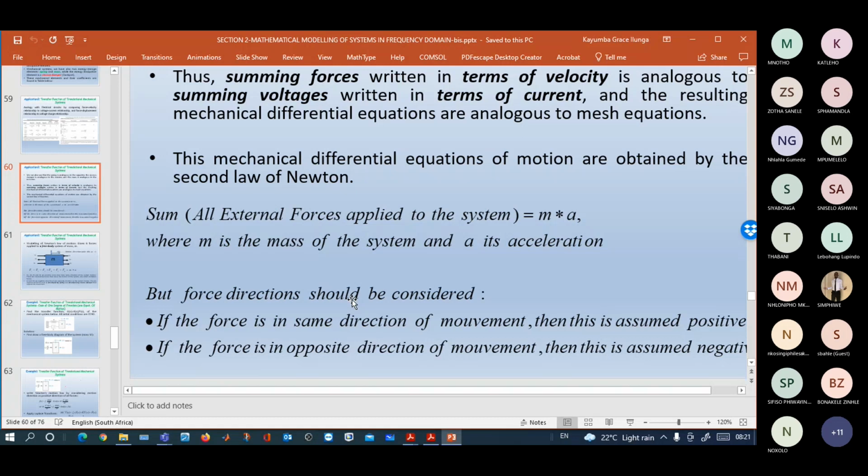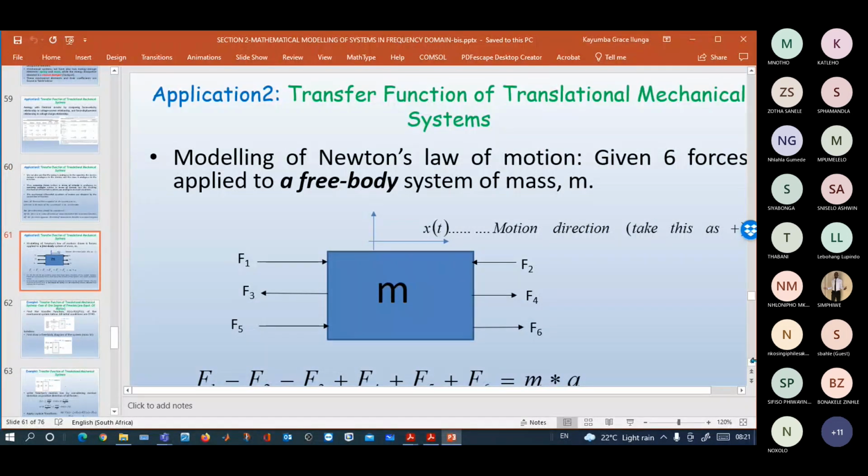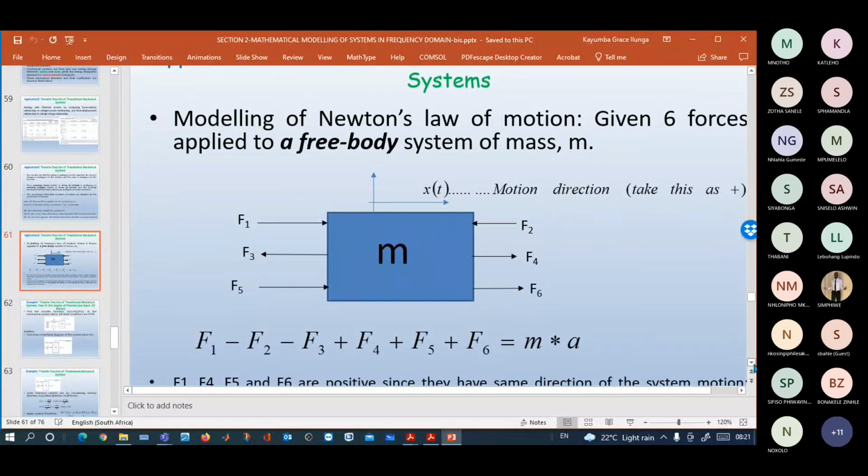So you can even see by yourself. You know what a spring is like. When you take the spring, every time you want to use it, we put it in such a way that it's going to be trying to do the opposite, to act in the opposite direction of the movement. So this is basically how it works.